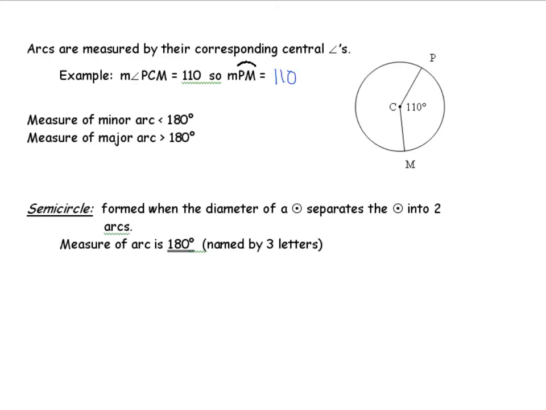Now, the measure of any minor arc, since a minor arc is the smaller of the arcs, is going to be less than 180 degrees. The measure of any major arc is going to be greater than 180 degrees. If I'm talking about 180 degrees, that's actually a semicircle. A semicircle is when I'm working with the diameter of my circle, and that diameter splits the circle into two congruent arcs. When you name a semicircle, you are also going to use three letters to name the arc. So make sure that you're using three letters when you're naming major arcs and semicircles, and two letters when you're naming minor arcs.